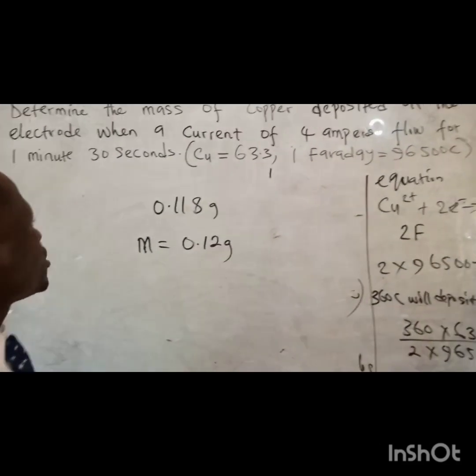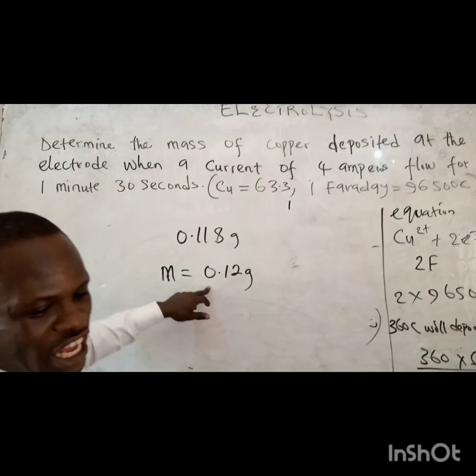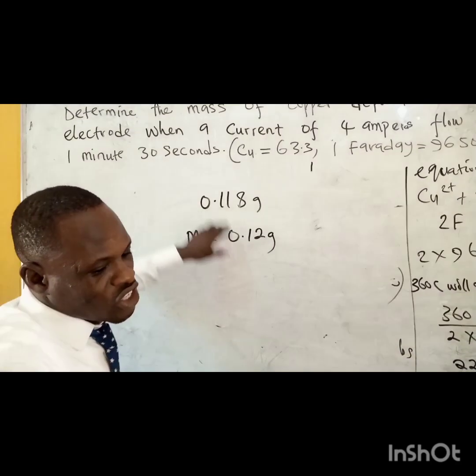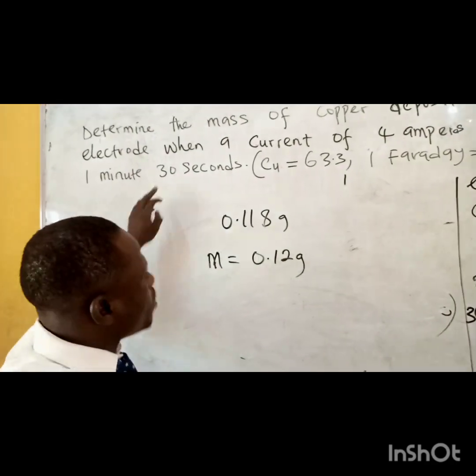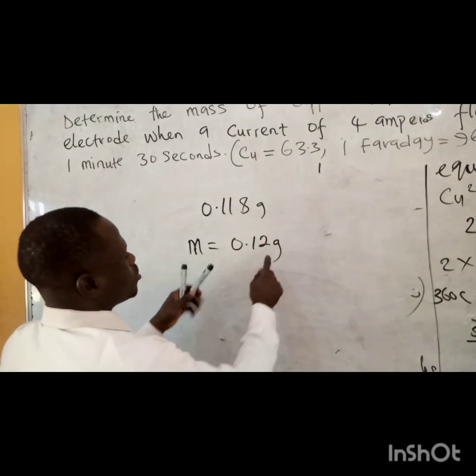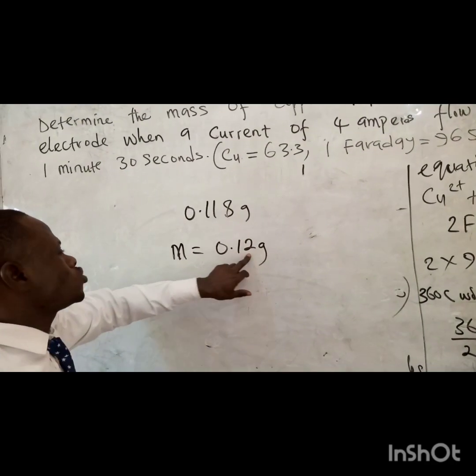That is the mass of the copper deposited in this particular equation. Hope you understand. This is the mass of copper, which is equal to 0.12 grams.